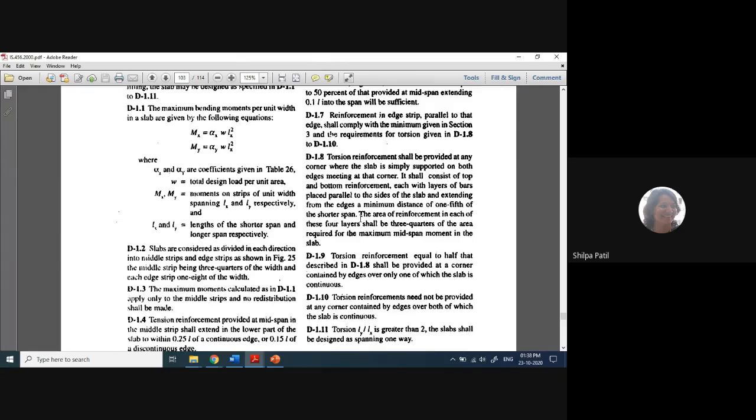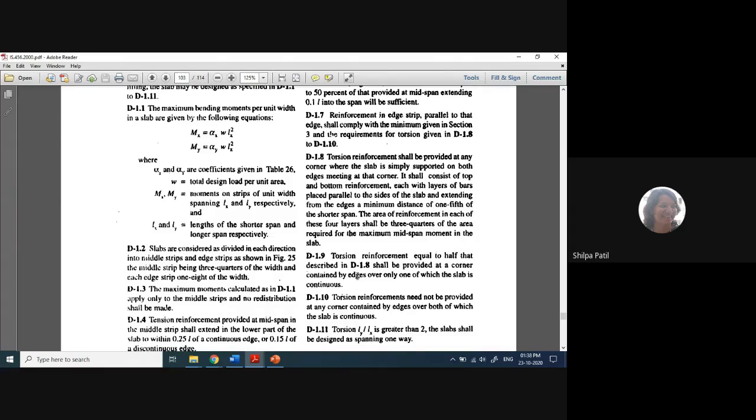Yes, ma'am. Okay. Now this particular torsion reinforcement with 0.75 times Ast x and Ast y is to be provided at the corners which are discontinuous. Okay, both the corners are discontinuous. If the corners are continuous, how is it provided?